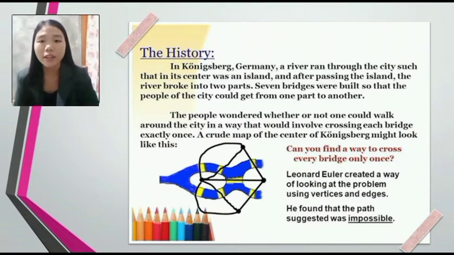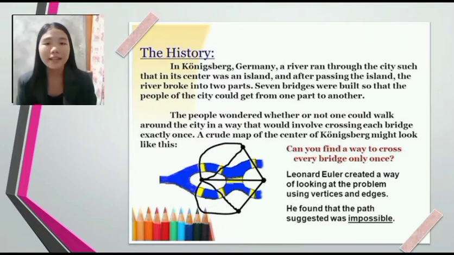Find a trail starting at 4 islands A, B, C, or D. The history. In Konigsberg, Germany, a river ran through the city such that in its center was an island. The river broke into 2 parts. 7 bridges were built so that the people of the city could get from one part to another.